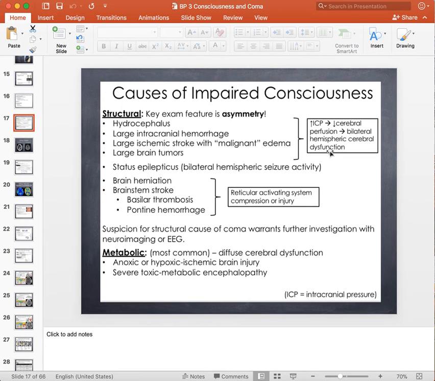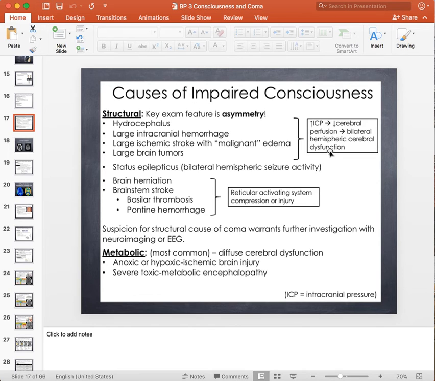Seizures really only cause impaired consciousness when the entire hemispheres are involved. This is why a focal seizure doesn't result in impaired awareness or consciousness, but status epilepticus, which is involving the entire hemispheres at once, causes you to lose consciousness. And then anything compressing the brainstem, which knocks out the reticular activating system, can cause coma.